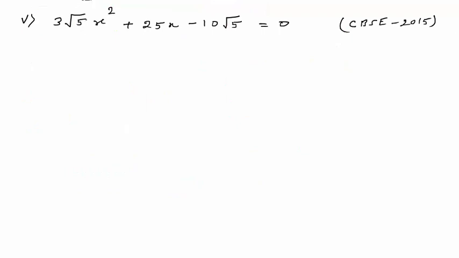Now in this fifth problem, a is 3 root 5, b is 25 and c is minus 10 root 5. If I multiply this a and c, 3 into 10 is 30, and root 5 into root 5 is 5. So 30 into 5 is 150. So I will get a into c as minus 150. Now this minus 150 I have to factorize, with one factor positive and one negative as the product is negative. So I have to factorize 150 so that I have total addition as 25. So let us first factorize this 150.